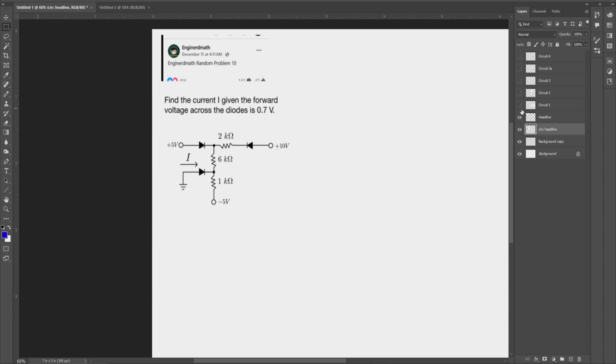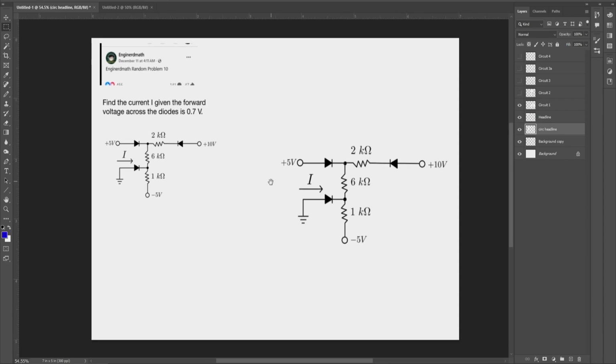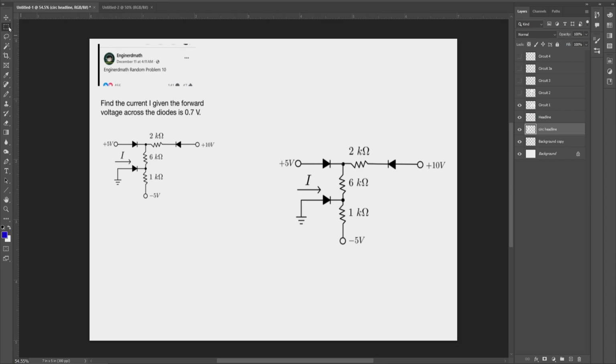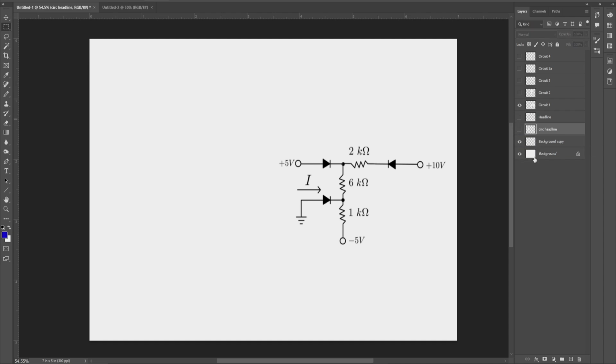Let's bring it up. I brought it into Photoshop. Here is that circuit that we have here. Center it up a little bit. So we have all the due credits, and we can get rid of the headlines here. Here is the circuit. Let's make it a little simpler by redrawing it. So I just redrew it like this. Now we have a little bit better visual on the vertical granularity of this circuit.